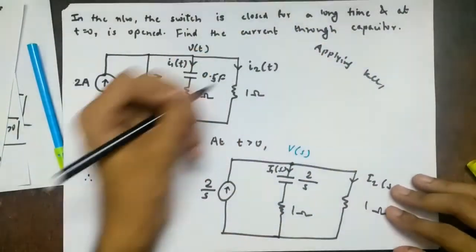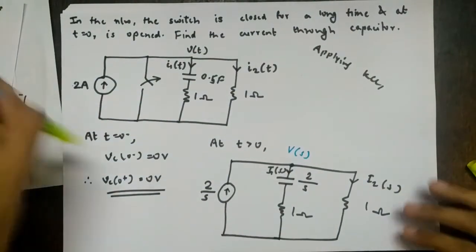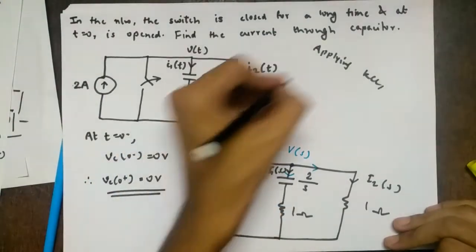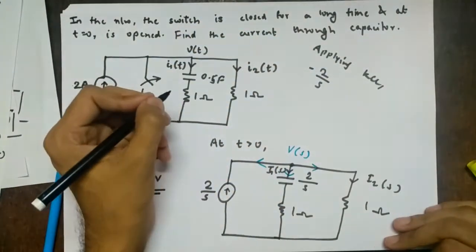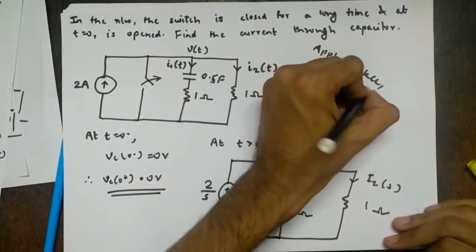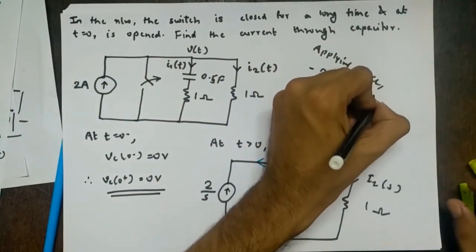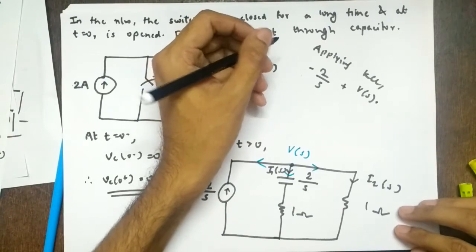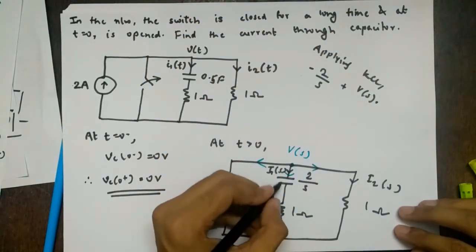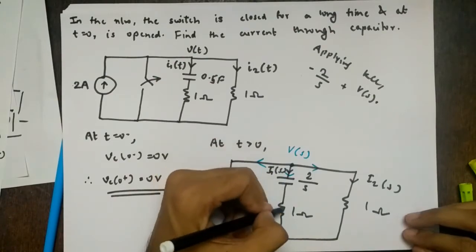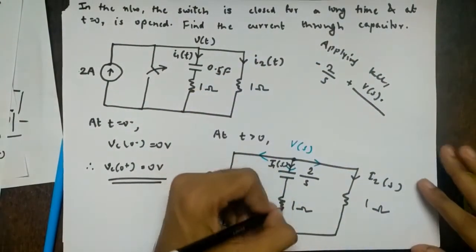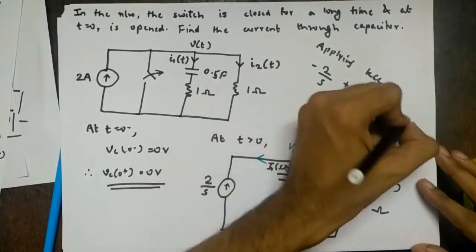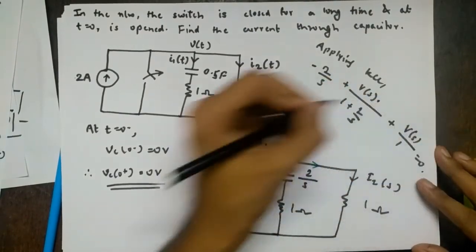So applying KCL, what will we get? Again assume all currents as outgoing. Outgoing, outgoing, outgoing. So this is in the opposite direction. So this will become minus 2 by S plus V of S minus, what will this be? This is impedance. This is also impedance. So V of S upon, what is this? They are in series. So 1 plus 2 by S, right? Plus V of S upon 1 equal to 0, right?